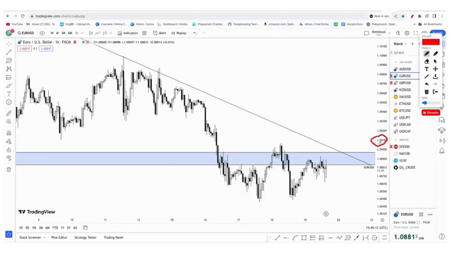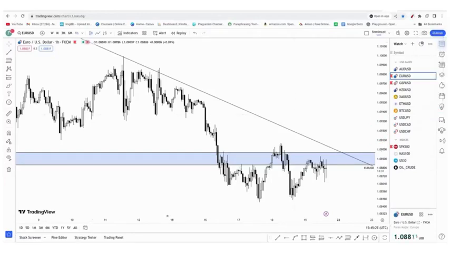That is 1.0910 minus 1.0920. From here to here is 10 pips. So that's how it works. You can refer to the previous video on how to calculate pips.